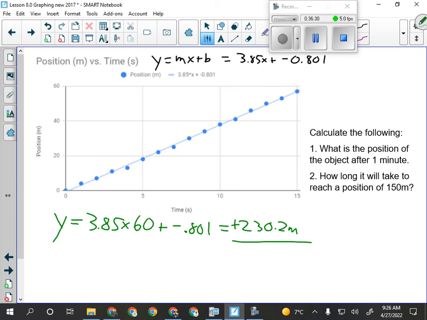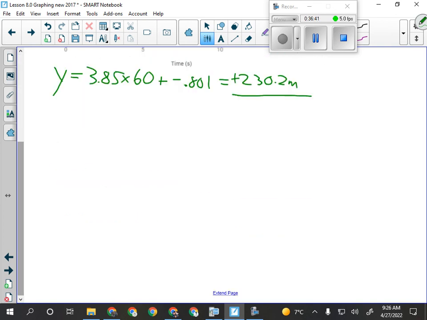X. It's saying how long. Time is how long, so they're asking me to calculate x when the position, y, is 150 meters. So now I've got to manipulate. Y equals m times x plus b. I want to isolate x, so I'll subtract b from both sides, and I'll have y minus b equals m times x. I want to get x by itself. I'll divide both sides by m.